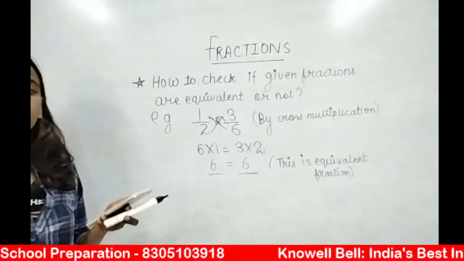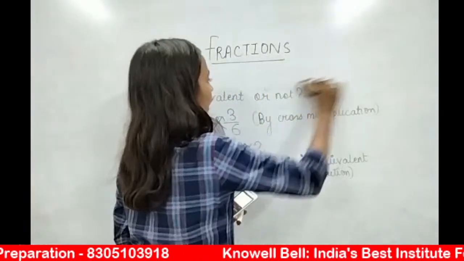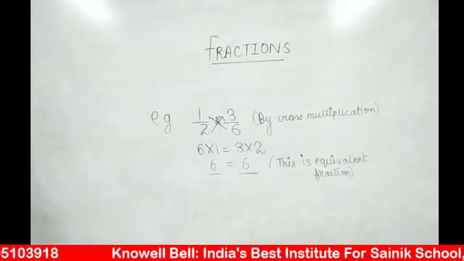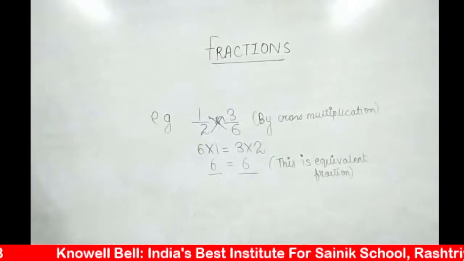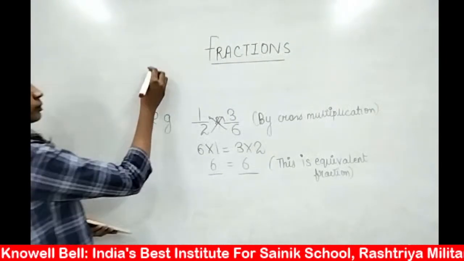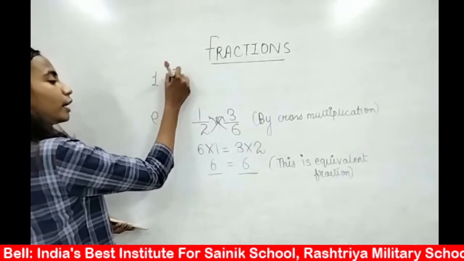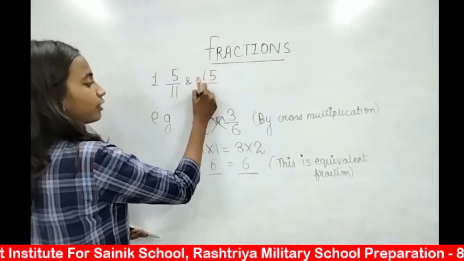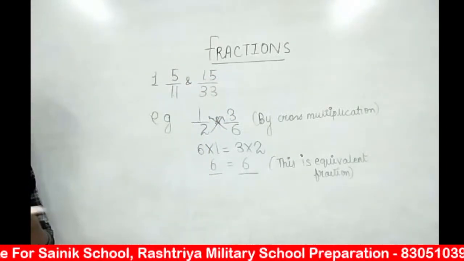ओके, सो नाउ आई विल गिव यू अ फ्यू क्वेश्चंस और आप लोग सॉल्व करके बताओगे वेरी क्विकली दैट वेदर दे आर इक्विवेलेंट फ्रैक्शंस और नॉट. First one, 5 by 11 and 15 by 33. Find whether these two fractions are equivalent or not.